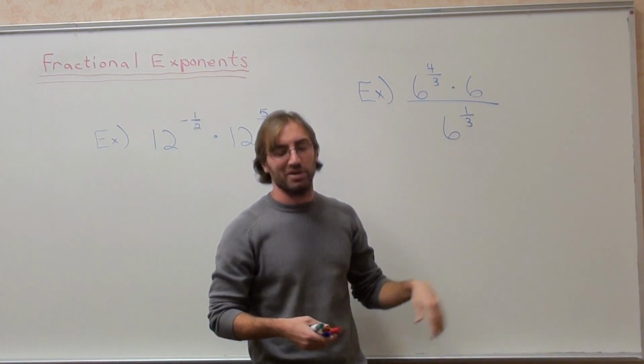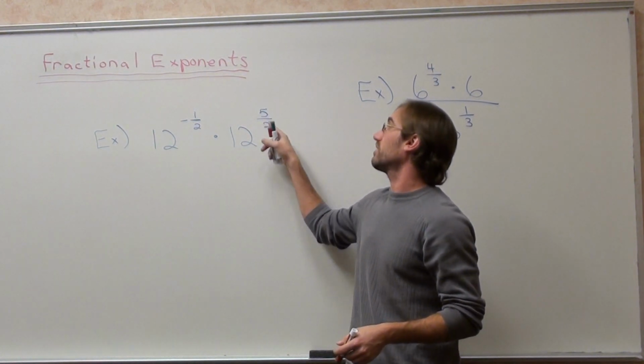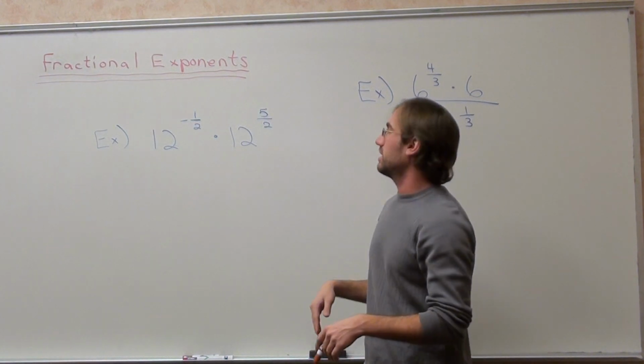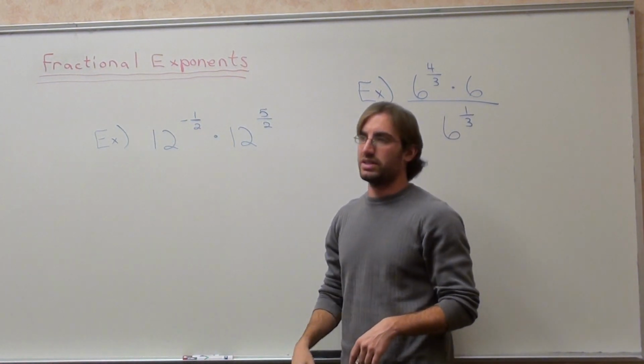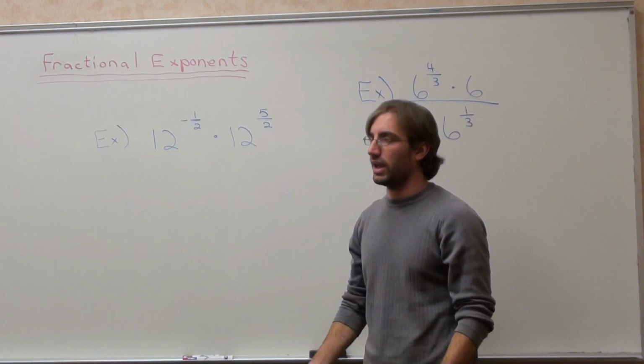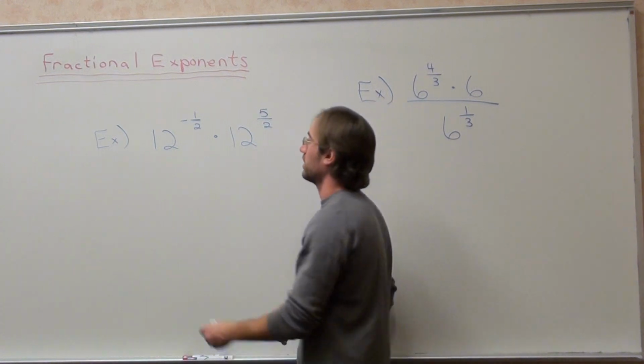So I've got 12 to the negative 1/2 times 12 to the 5 over 2. And students look at this and they're just flustered because they see negative exponents, they see fractions, they see a number, they don't get it. Let me try to quench your fears really quickly.